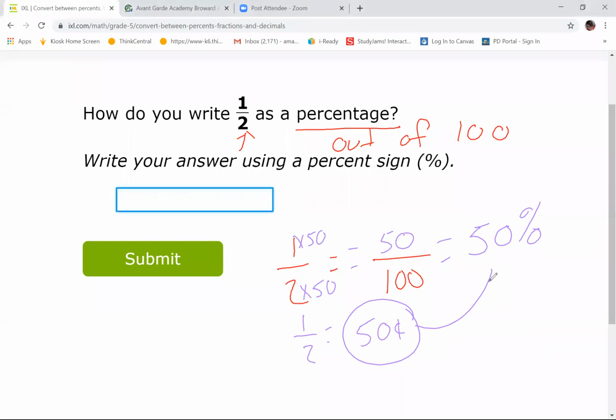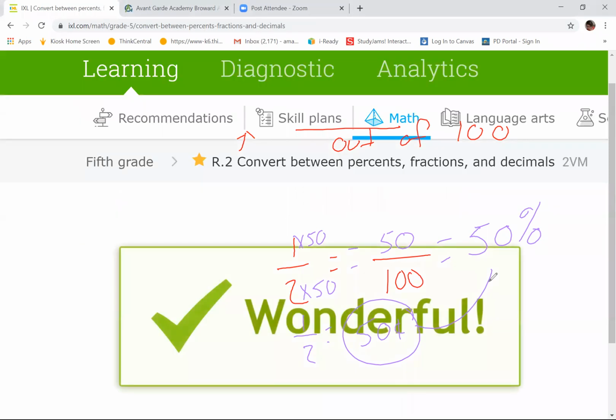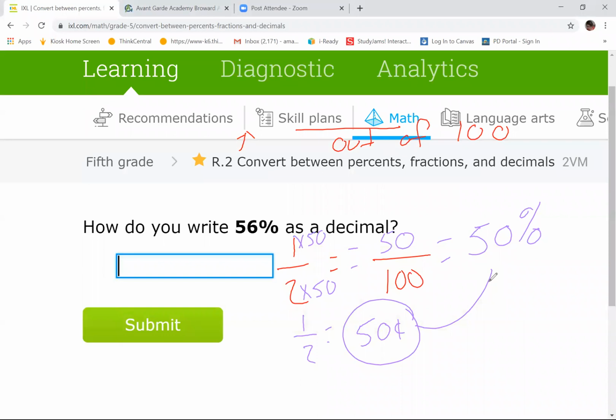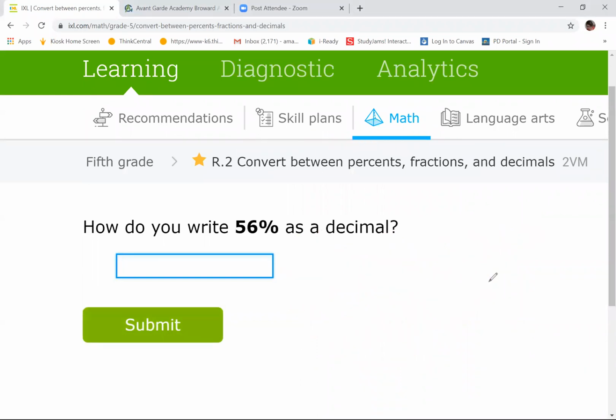So how do we write it with a percentage sign? 50%. Perfect. Clear? All right, how do we write 56% as a decimal? Well, we know that one's 0.56. That was an easy one, right?